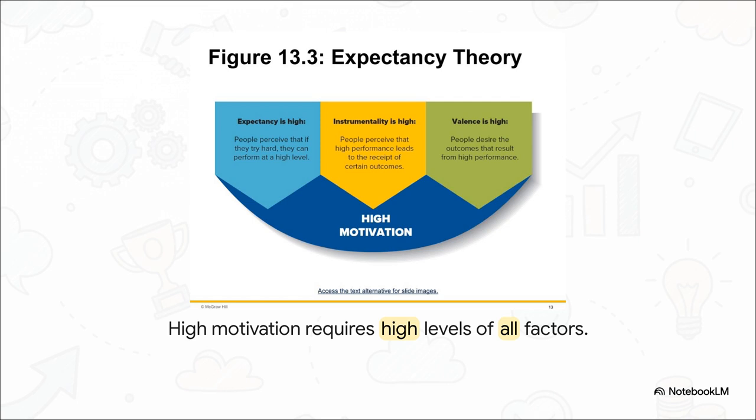Look at how they multiply together. If an employee thinks they can do the work, and they'd love the bonus, but they don't actually trust management to pay out that bonus, meaning instrumentality drops, their motivation just completely tanks. Every single link in this chain has to be strong.